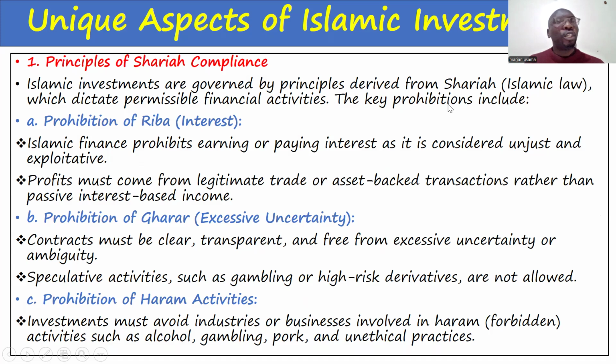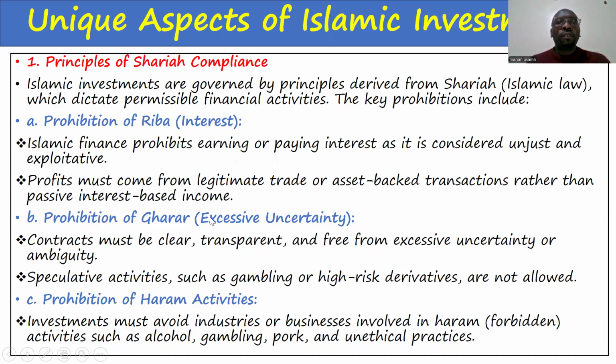The key prohibitions include, number one, so these are the principles that normally guide Islamic investment. Number one, the prohibition of riba, which is interest. So Islamic finance prohibits earning or paying interest, as it is considered unjust and exploitative. Profit must come from legitimate trade or asset-backed transactions like sukuk, rather than passive interest-based income.